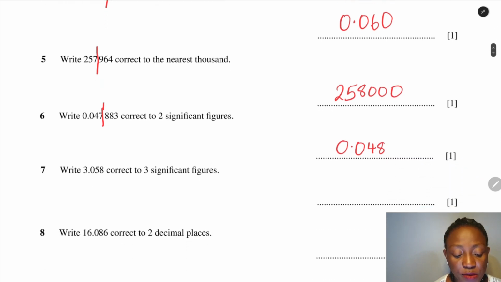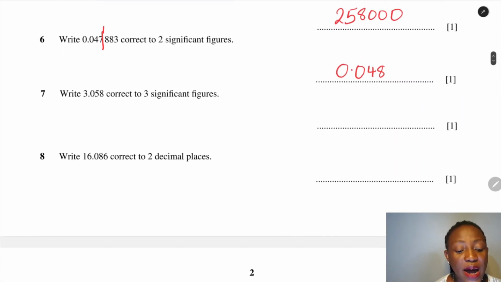For question number 7, we have write 3.085 correct to three significant figures. The first significant figure here is 3 because it's our first non-zero value. The second significant figure here is 0. The third significant figure here is 5. Okay, so to round this appropriately, the digit after 5 is 8. So rounding this number to three significant figures will be 3.09.